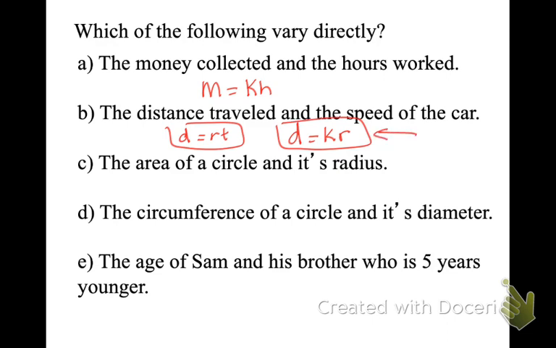The area of a circle. So area is equal to pi r squared. Is this a direct variation? Since it has that second power, it's not. Okay, the circumference of the circle and its diameter. That circumference is equal to pi times diameter. This is in the form because that's to the first power. Pi is like your K. So it would be C equals K times diameter.